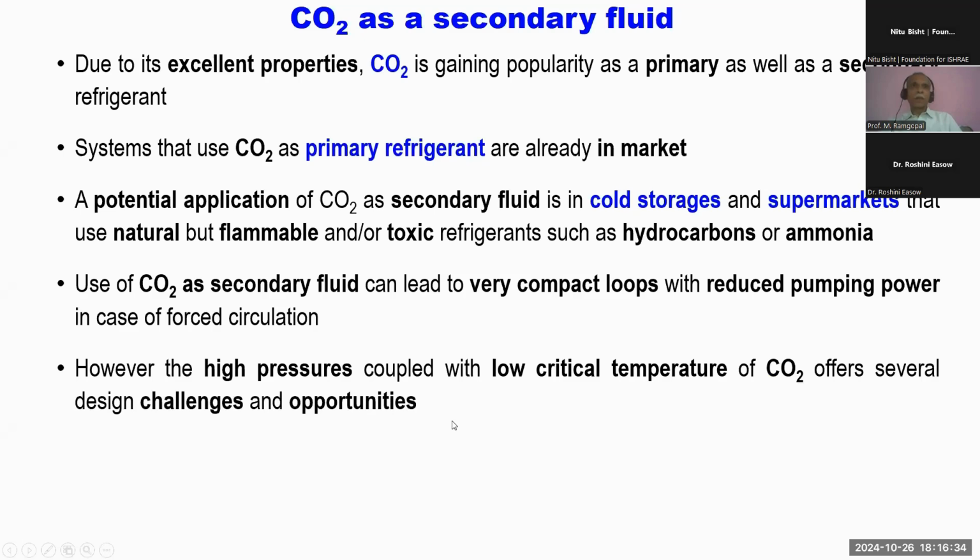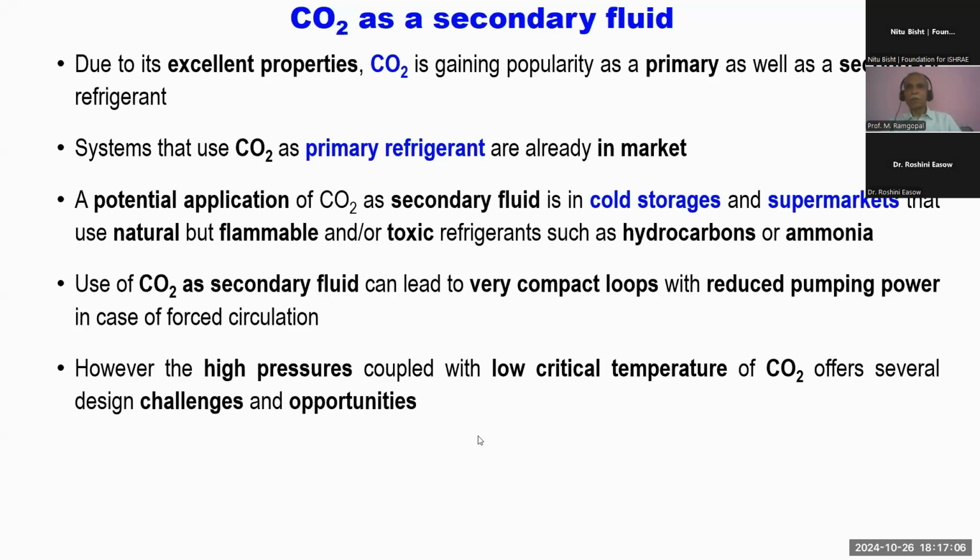Of course, the one major problem with carbon dioxide is its operating pressures are relatively very high, at least one order of magnitude higher than the other fluids. So this is one issue that needs to be taken care of when we are designing these systems. And as I mentioned, since it has low critical temperature, it is not possible to operate in a subcritical cycle mode when your heat sink temperature is high, if I am talking about a use of CO2 as a primary refrigerant.